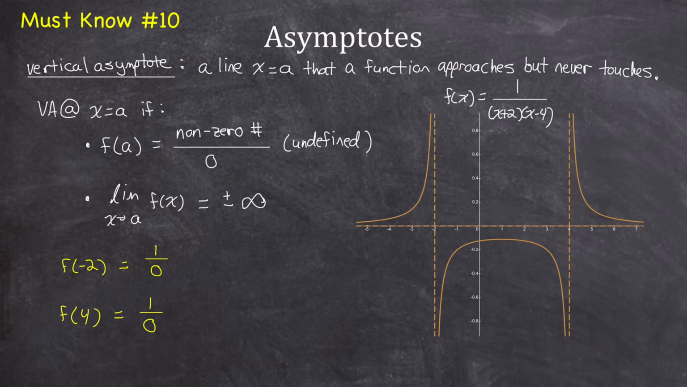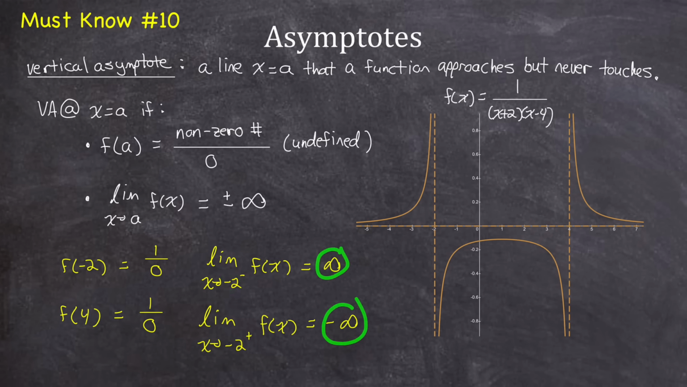And also if I was to look at the behavior of this function as it approached either of the vertical asymptotes, let's look at the vertical asymptote at x equals negative 2. If I found the limit of this function as it approaches negative 2 from the left, it goes up to infinity. And if I found the limit as it approaches negative 2 from the right, it goes down to negative infinity. And that's always what will happen. If there's a vertical asymptote at the x value you're approaching, whether you're approaching it from the left or right, the limit should be infinity or negative infinity.